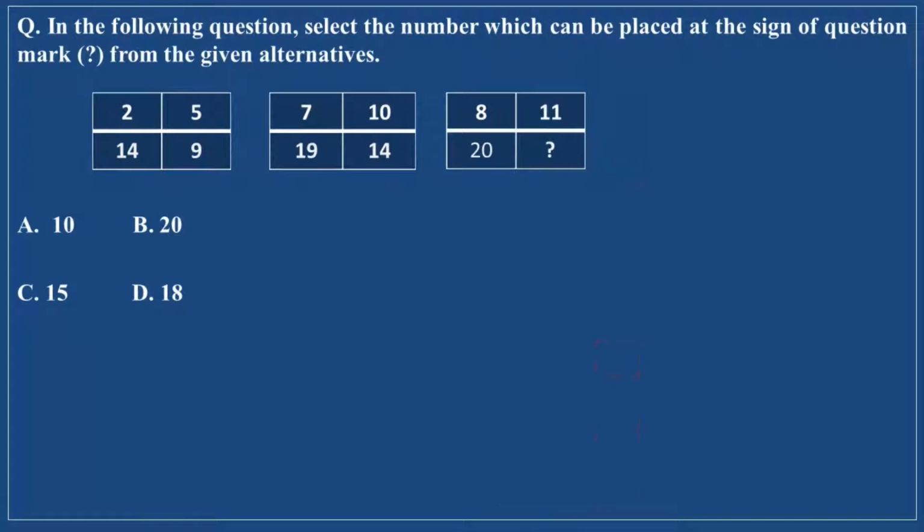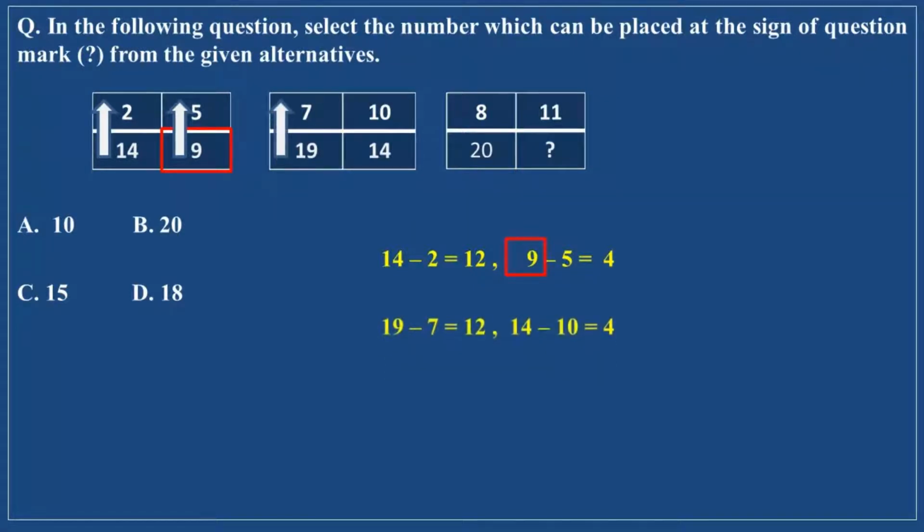In this question, we need to find out how the problem can be solved. Let's see matrix 1. 2 is subtracted from 14, which is equal to 12, and 5 is subtracted from 9, which is equal to 4. Inside matrix 2, 7 is subtracted from 19, which is equal to 12, and 10 is subtracted from 14, which is equal to 4. Likewise, in matrix 3, 8 is subtracted from 20, which is equal to 12, and 11 is subtracted from 15, which is equal to 4. Hence, option C is the right answer. Let us proceed to the next question.